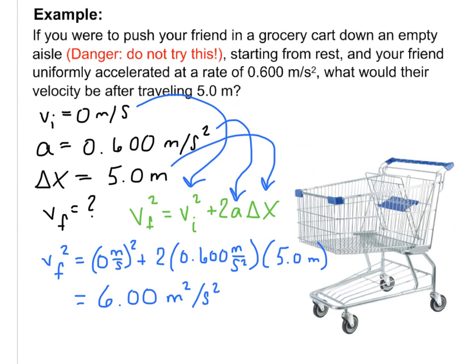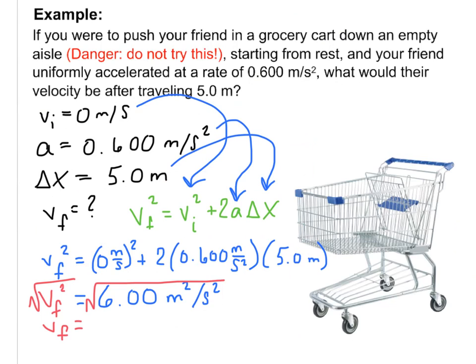Now, when I plug these values in, this is a 0 term, so it doesn't matter. 2 times the 0.6 times the 5 gives me 6.00, and my units here, you'll see meters times meters. I have meters squared per second squared. Isn't that strange? Well, if you look at the formula, it's final velocity squared equals this. So the next thing I need to do is take the square root of both sides. So if my final velocity squared equals this, I need to take the square root of that and the square root of that side. That will give me my final velocity.